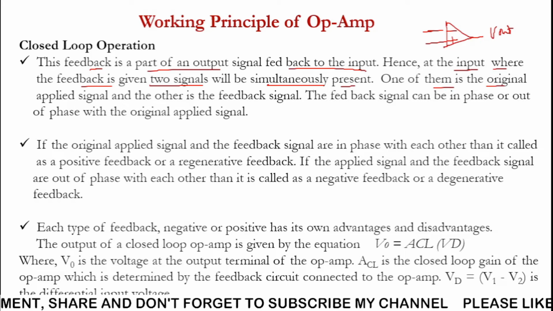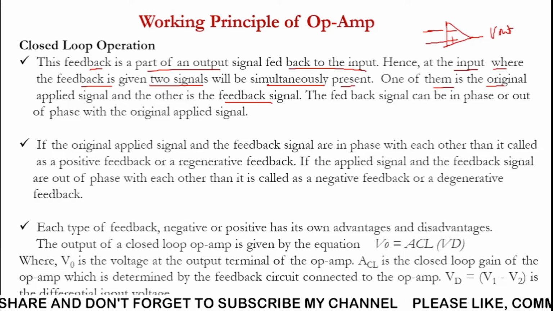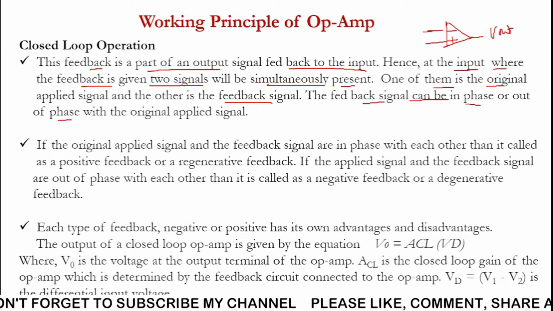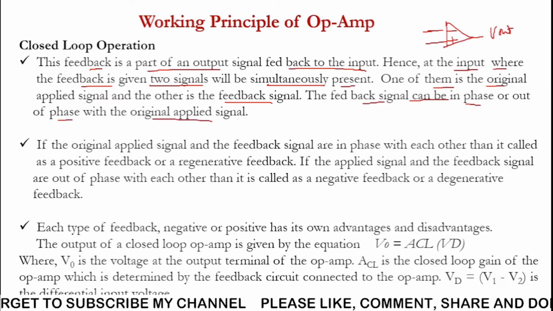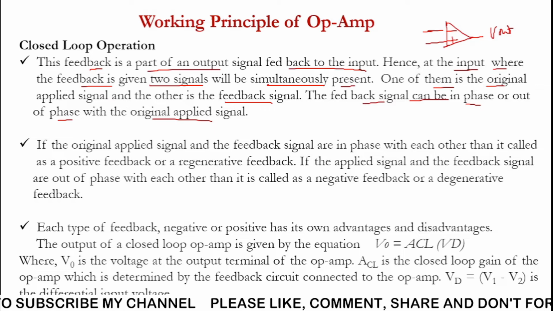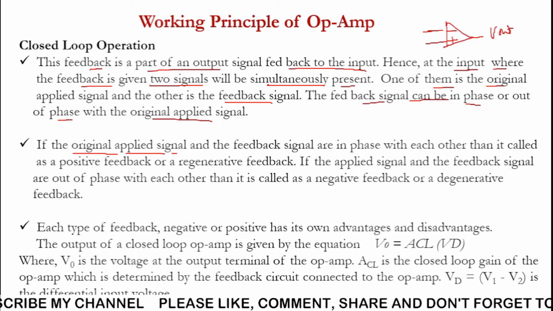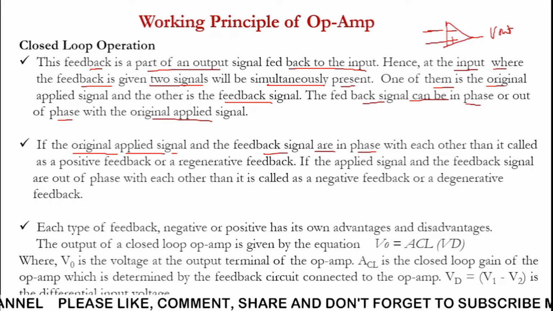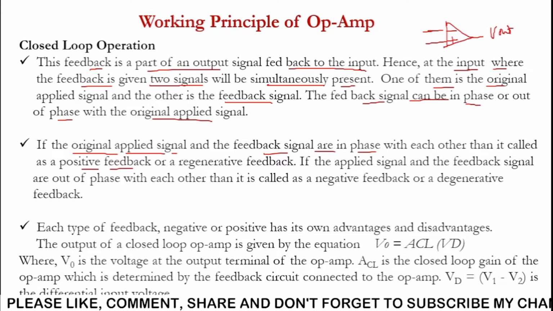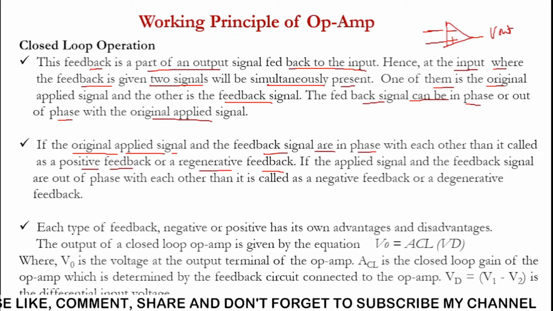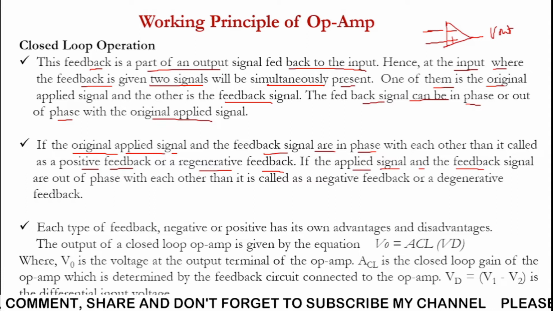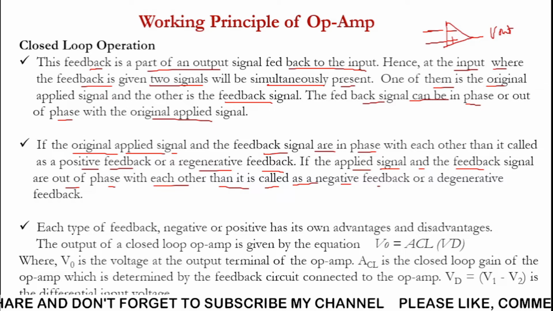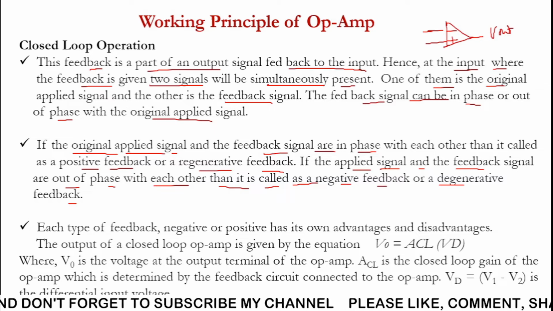So look at the inverting amplifier. If we feed input to the inverting amplifier, the original signal will be the input, and the feedback signal from V out will be the other signal. So we have two signals, and they may be in phase or out of phase. If the original applied signal and the feedback signal are in phase with each other, then it is called positive feedback or regenerative feedback. And if the applied signal and feedback are out of phase with each other, then it is called negative feedback.